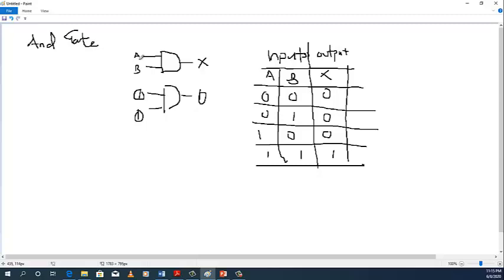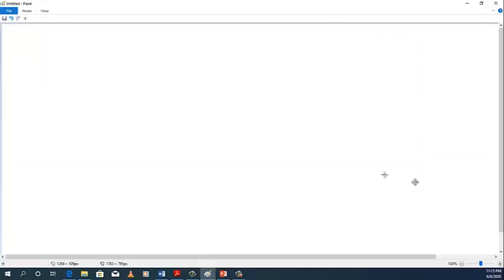Next we're going to move on to the next gate, which is the OR gate. On the OR gate, let me scrape off this board. Okay, let me get my pen. We're now on the next one, which is the OR gate.